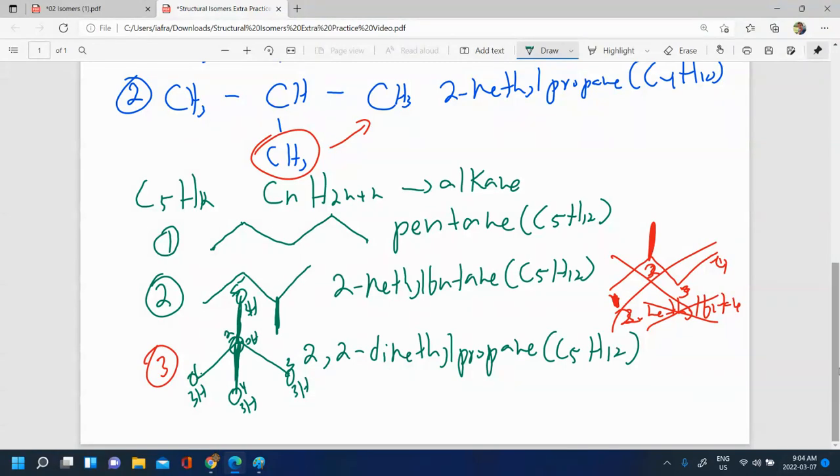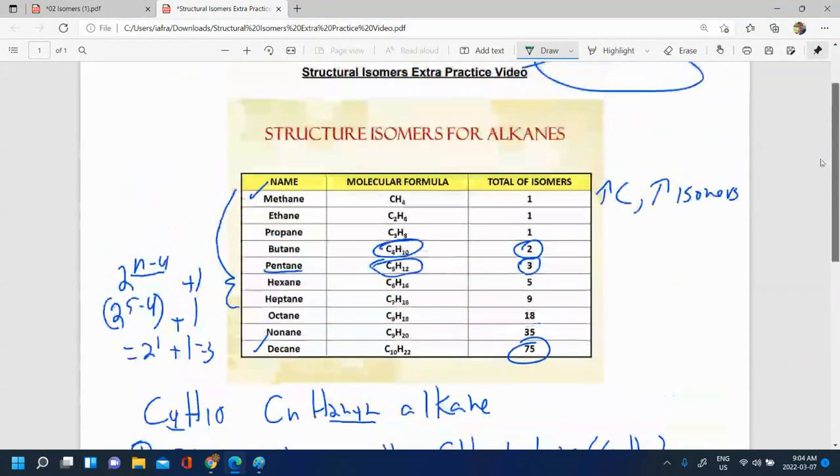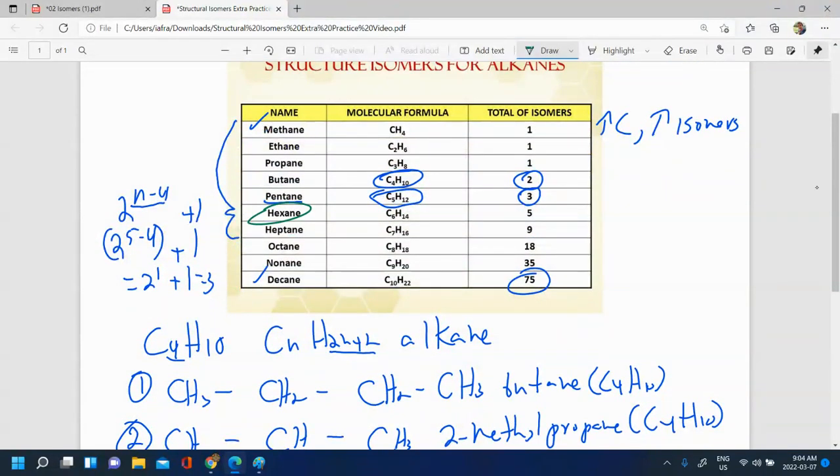There's no other strategy to moving this around. You can try redrawing it in different ways. You can try model kits, and you'll see that there's no other way to really reconnect this without repeating the isomers we already have. So we have 3 different structural isomers for the C5H12 formula: pentane, 2-methylbutane, 2,2-dimethylpropane. I'd recommend you try hexane, see if you can get all 5. It's a good challenge, and even try heptane as well.